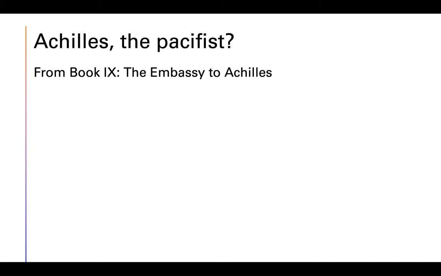When Achilles decides not to fight anymore, the tide of battle really turns against the Achaeans. They need him to fight, otherwise they will lose. So there's an embassy, a group of Achaeans gather together, and they're like, we really need to get Achilles back on our side.